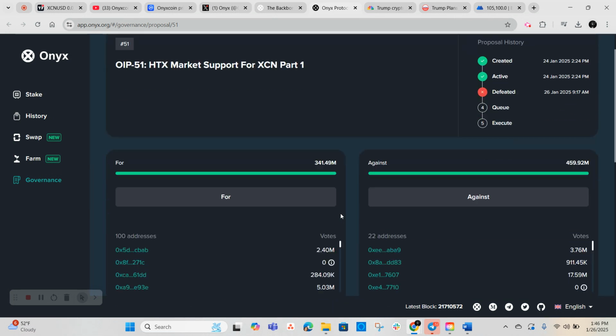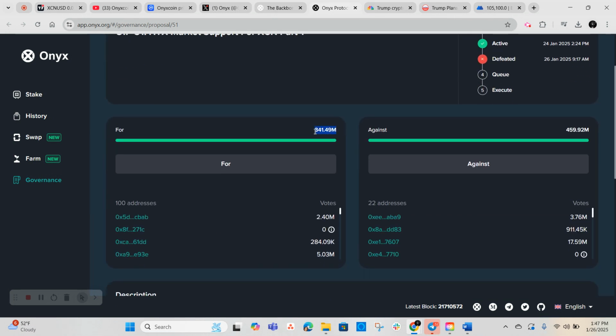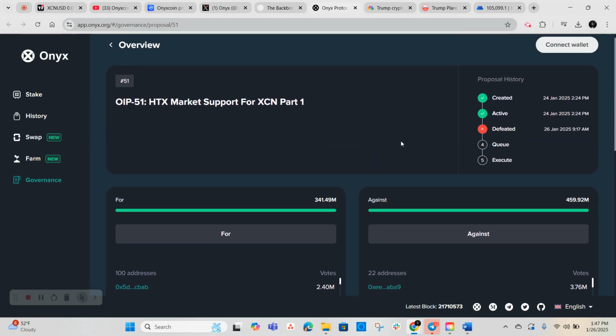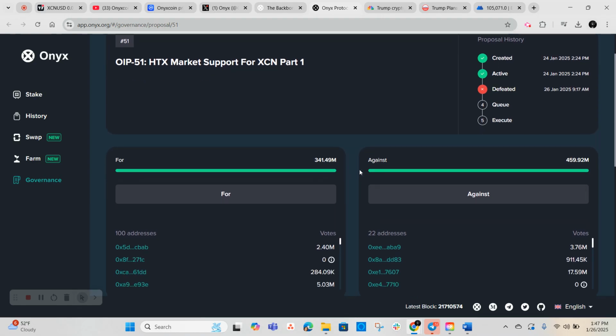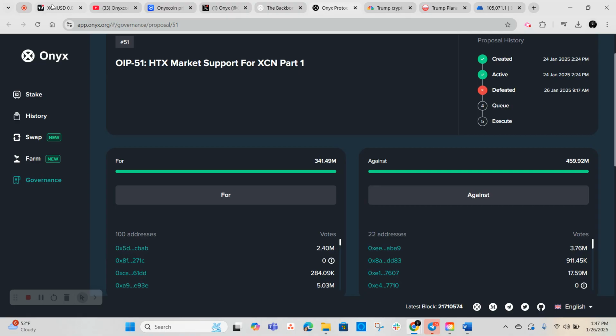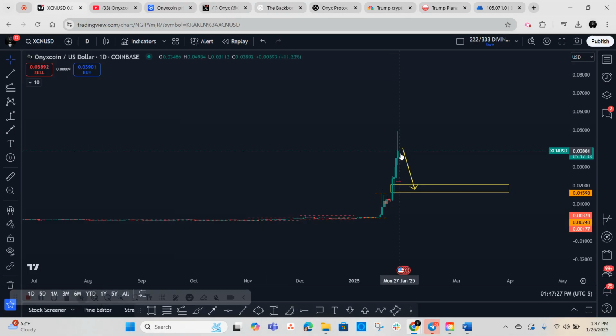All right, well, let's go up here and look at the results. For, 341 million. Against, 459. The against has won. Look up here. It says proposal history. It was active on January 24th, and on January 26th, it was defeated. So it did not go through. This is why you see on the chart this nice big wick coming through. This is a rejection point.